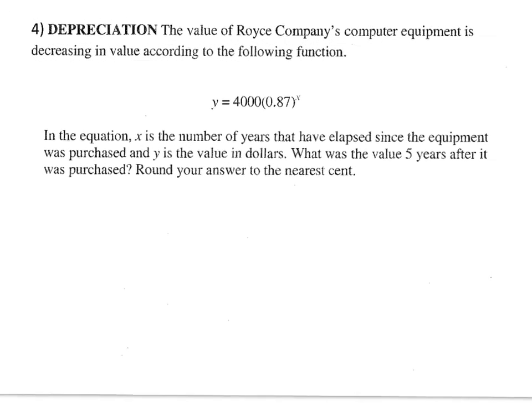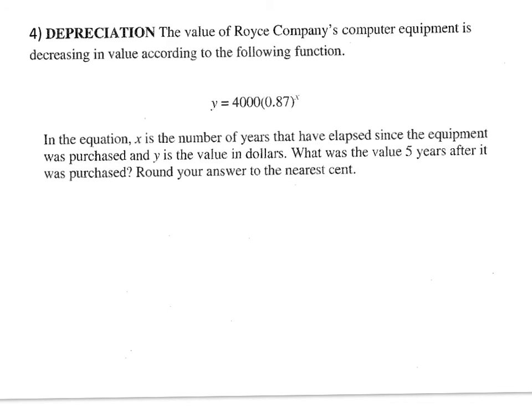If you don't have a calculator, you're going to need to go ahead and get your calculator out because I'm going to talk to you about how to plug something like this into your calculator. The value of a Royce Company computer equipment is decreasing in value according to the following function. So this is the equation they've given us. X is the number of years that have elapsed since the equipment was purchased, and Y is the dollar value. What was the value 5 years after it was purchased? Round your answer to the nearest cent. So that would be 2 decimal places.